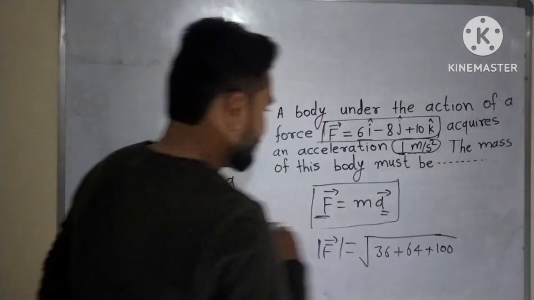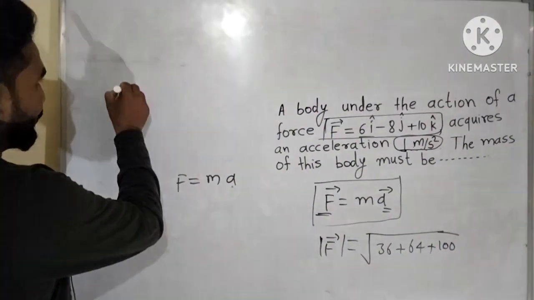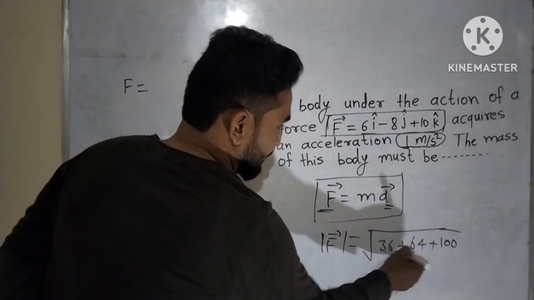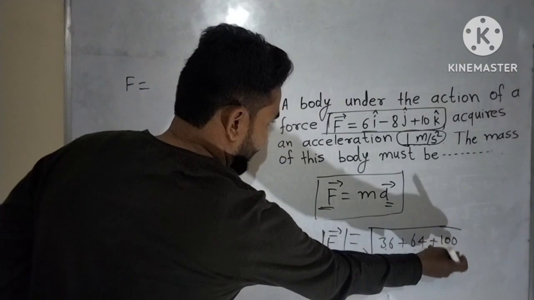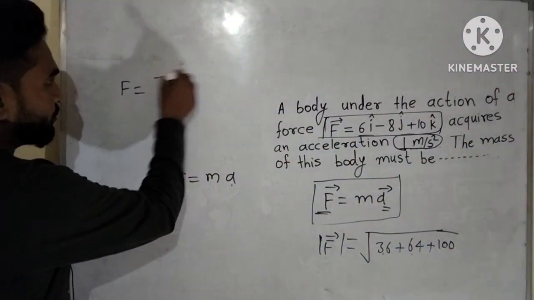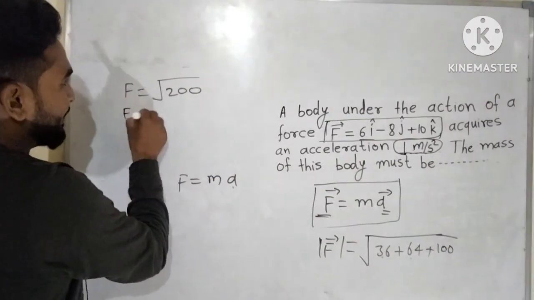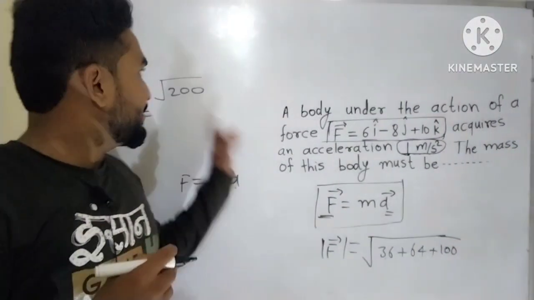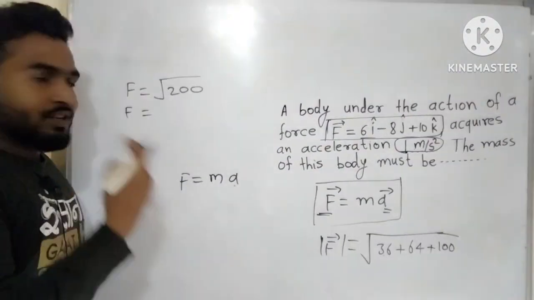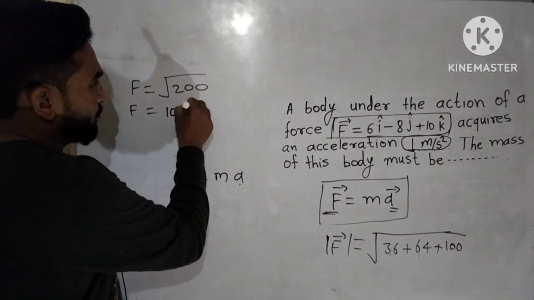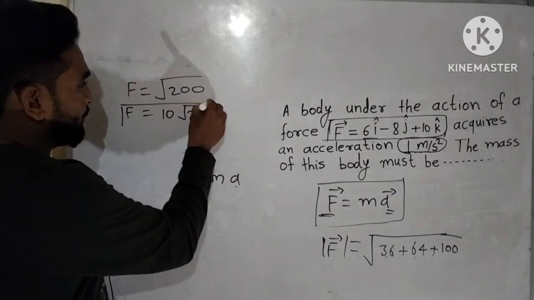After solving this, the magnitude of force will be equal to the square root of 36 plus 64 plus 100, that is square root of 200. Split this 200 into two numbers, 100 into 2, and the square root of 100 is 10. So this is 10 root 2, this is the force, right?